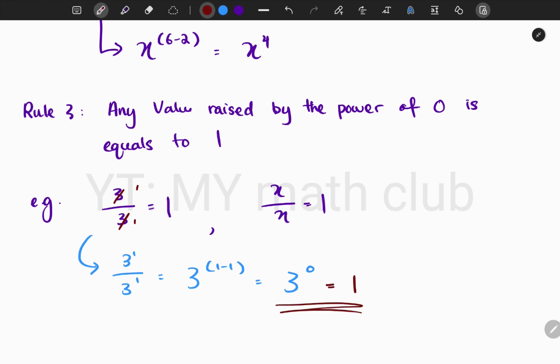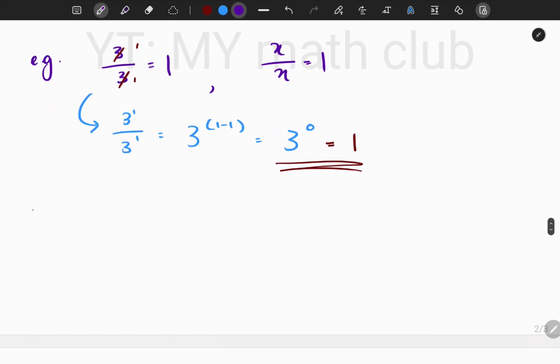You can actually try this with any number. Let's say x raised by the power of 4 divided by x raised by the power of 4. And so you subtract the powers, x raised by the power of 4 minus 4, you will get x to the power of 0, and you would find the same answer, which is equals to 1.